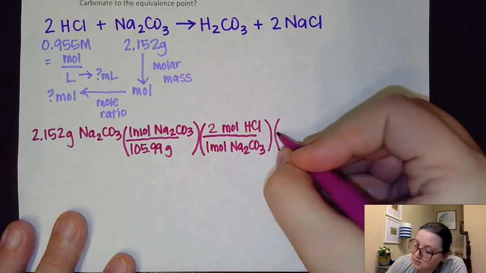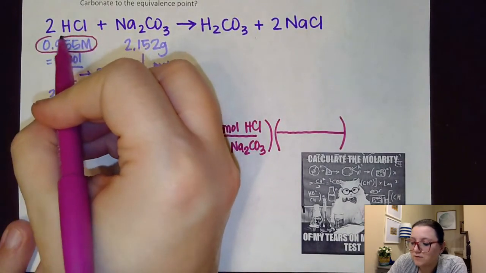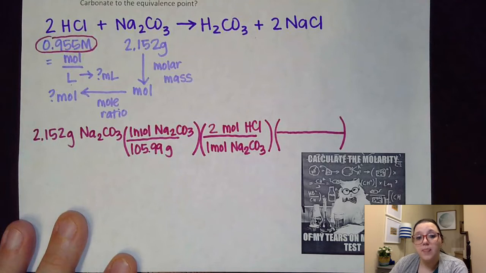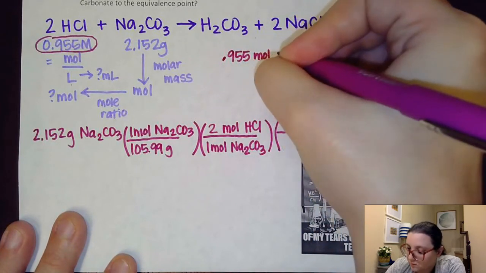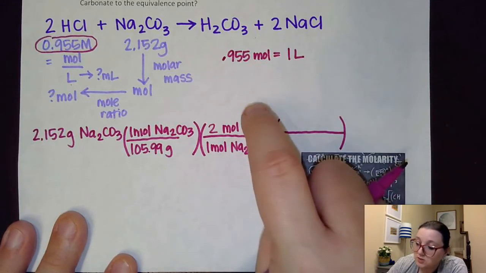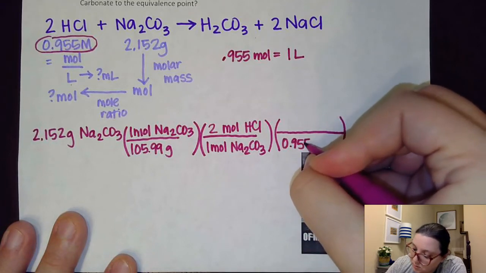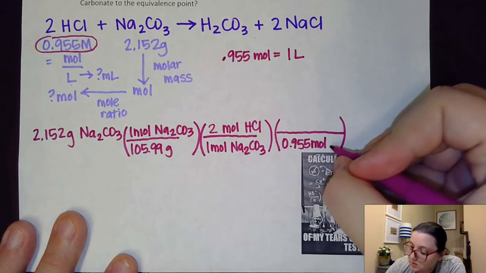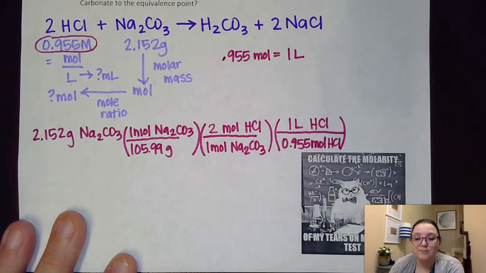So I'm going to continue with my stoichiometry here. And I'm going to use this 0.955 molarity as a conversion factor. That 0.955 molarity is the same thing as saying 0.955 moles for every 1 liter of solution. So I'm going to utilize that as a conversion factor right here. Since I had moles of HCl on top, I want moles of HCl on bottom. So I'm going to say 0.955 moles of that HCl for 1 liter of that HCl on top. That would give me into liters.